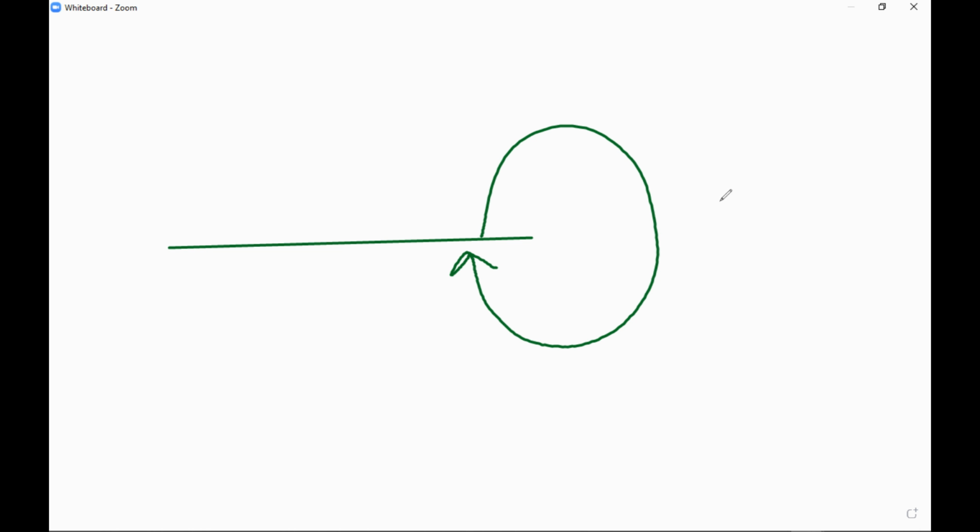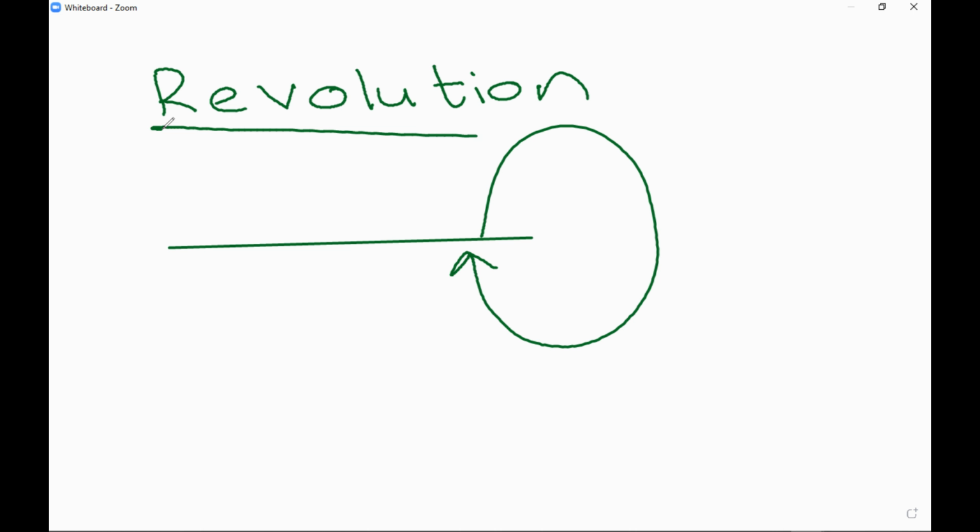Now, let's say I have a line like this and I have a point that goes all the way around. What kind of angle is that? It starts with an R. We are going to make a revolution. That's it. Revolution. 360 degrees.